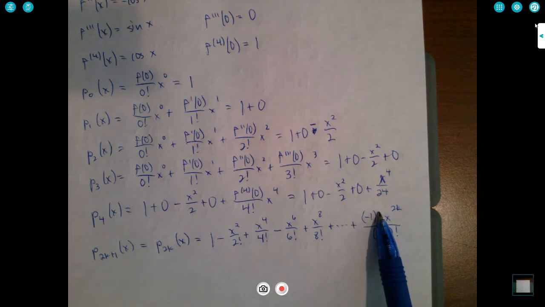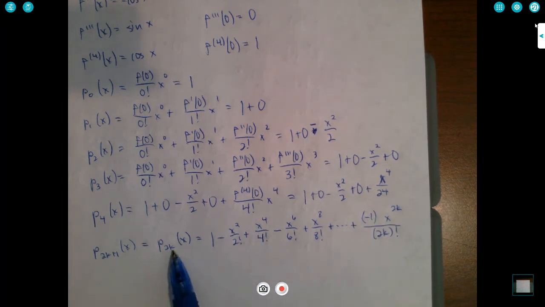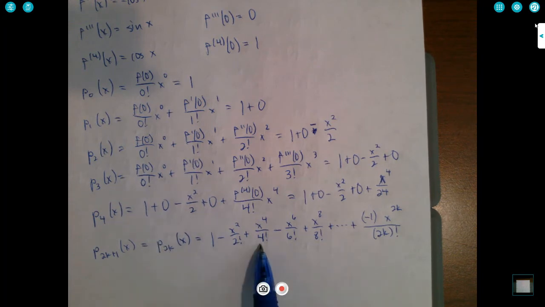So what should this be, k or k plus 1? So if k is, let's say, 2, then P4 should end here at x to the fourth over 4 factorial. And we need it to be positive.